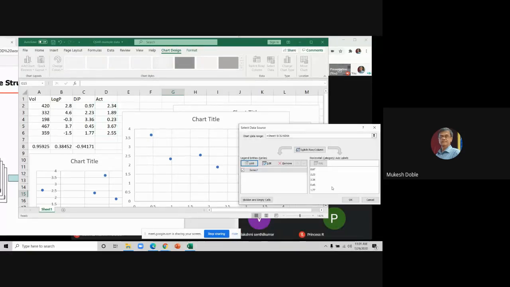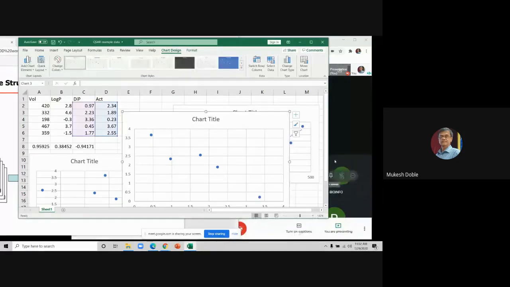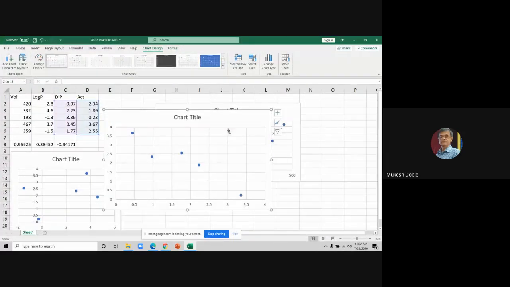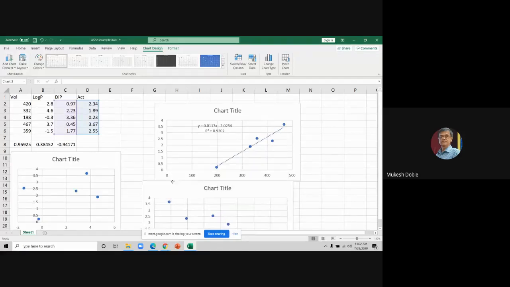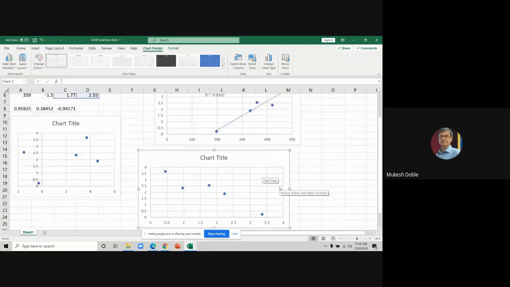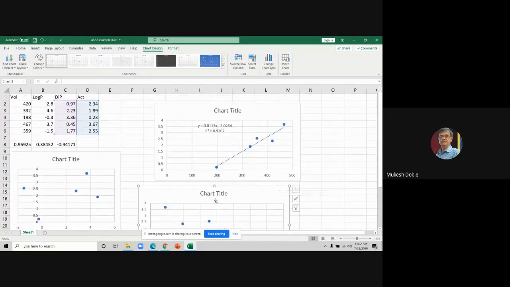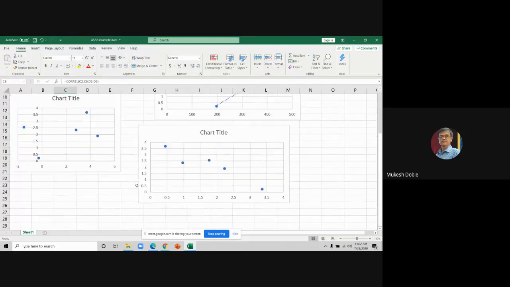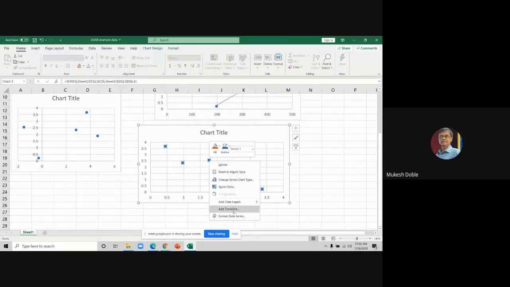So you can see that, and this also is very good. As the dipole increases, activity goes down, or as the dipole decreases, activity goes up. And this also is a very nice straight line. Just like this, we will draw that straight line, because as you know, the correlation coefficient also was very, very good, minus 0.94. So we can draw the trend line, add trend line.